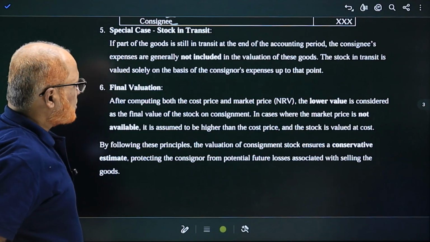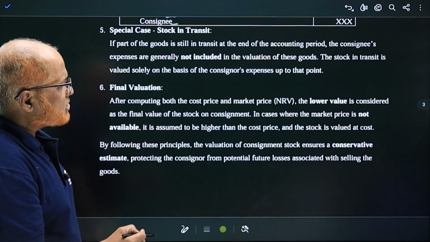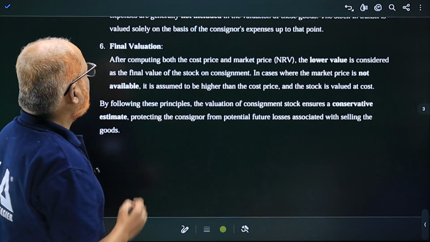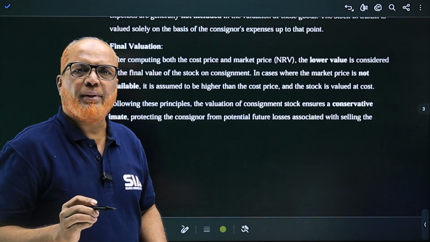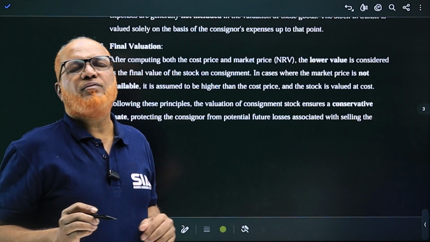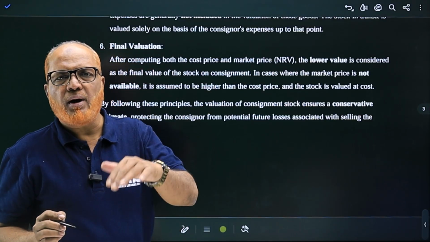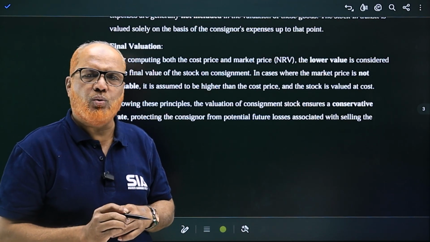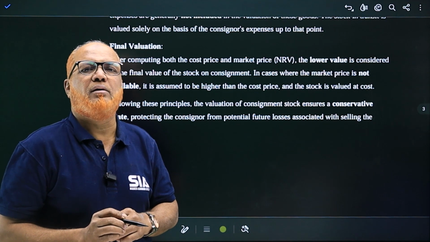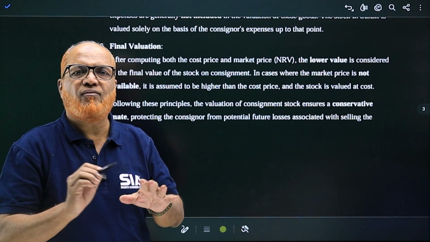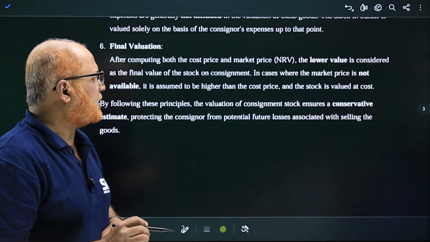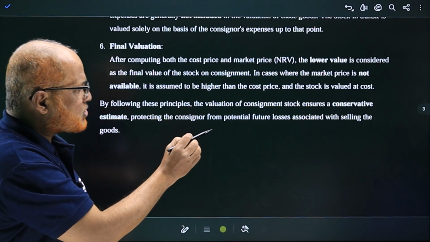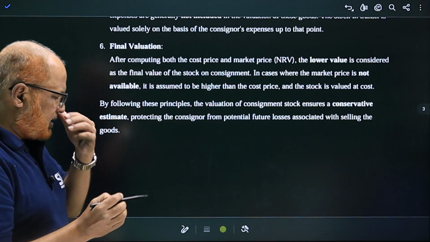Now, final valuation. After computing both the cost price and market price, NRV, the lower value should be compared. What is the cost price of the unsold goods and what is the market NRV, net realizable value, of that unsold goods? Whichever is lower, that should be taken as the final value of unsold stock. By following this principle, the valuation of consignment stock ensures a conservative estimate.